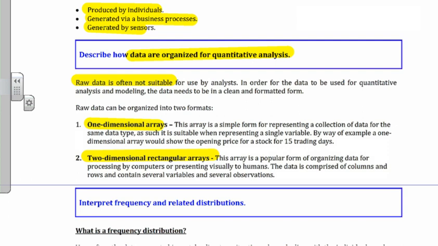On the one-dimensional side, it really is a simple way of representing a collection of data. And it's one-dimensional. So, for example, over here we show the opening price of a share for 15 trading days. It's only one dimension of the particular stock, its opening price. Two-dimensional is where we're showing two different dimensions, but remember, the minute we start to go for two different dimensions, then we need columns and rows to contain all the variables for the various observations.